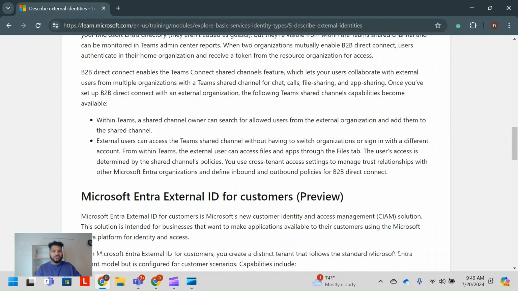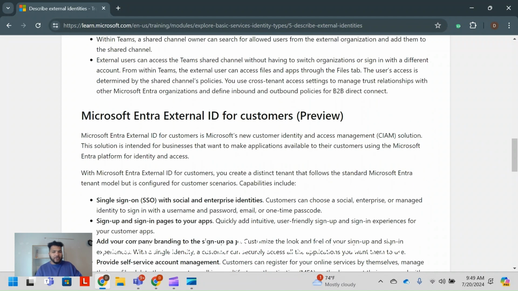And you have External ID for customers. This is a new name now. This is Microsoft, so it might change in 18 months. Microsoft loves changing names. Those of you getting into the Microsoft world for the first time, you have to get used to this.